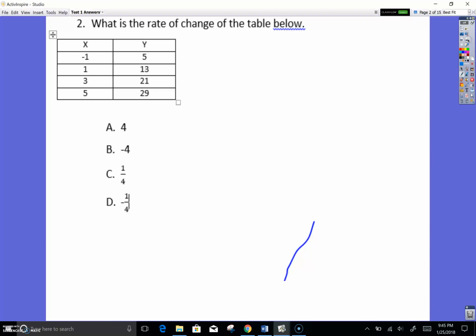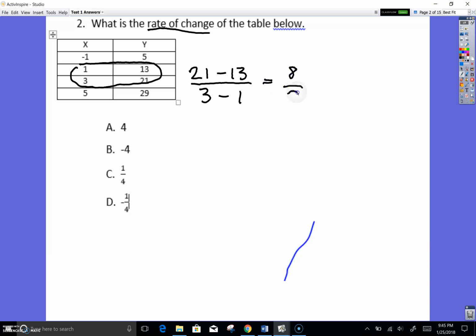Number 2. What is the rate of change? Rate of change is the same thing as the slope, okay? So I like positive numbers, so I'm going to choose these. So 21 minus 13, the second number minus the first number. Again, the second number minus the first number. 3 minus 1. This gives me 8 over 2, which is the same thing as 4, or you can put this whole thing in your calculator.